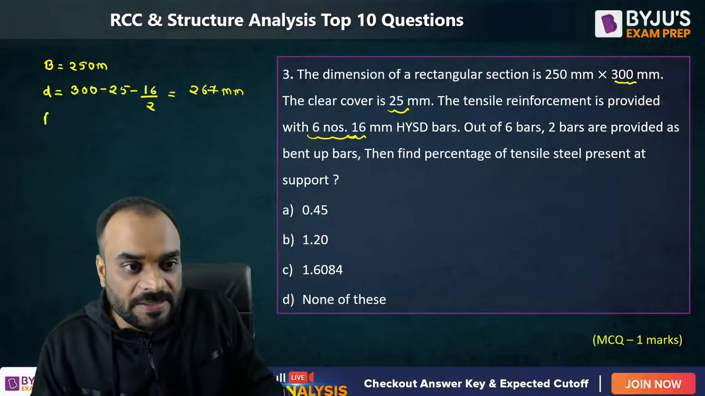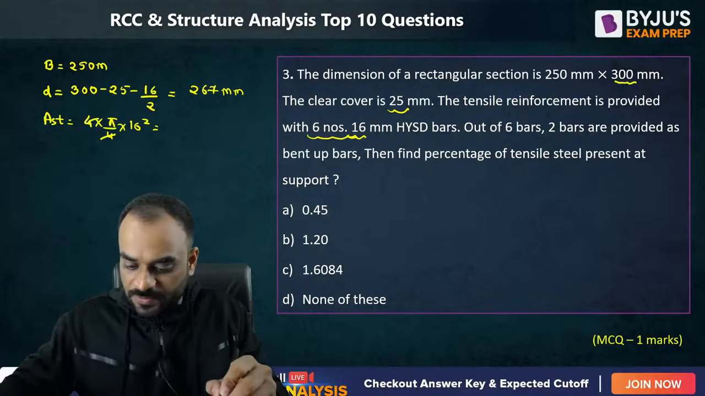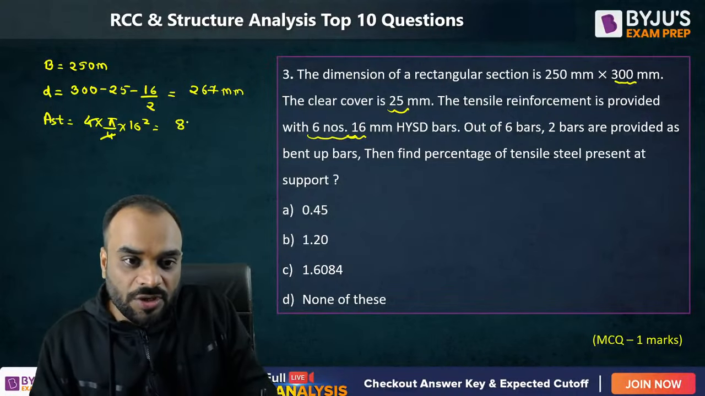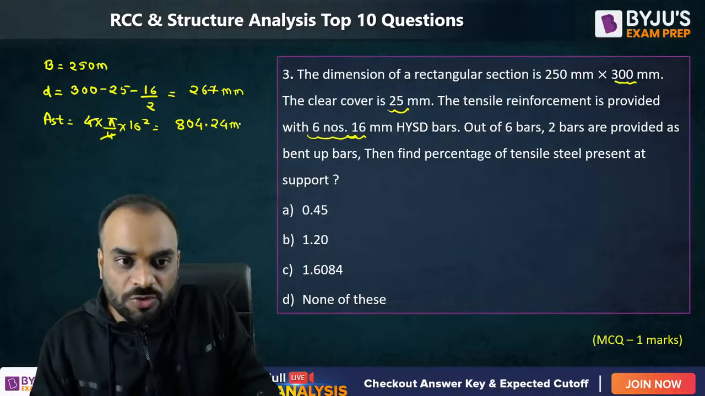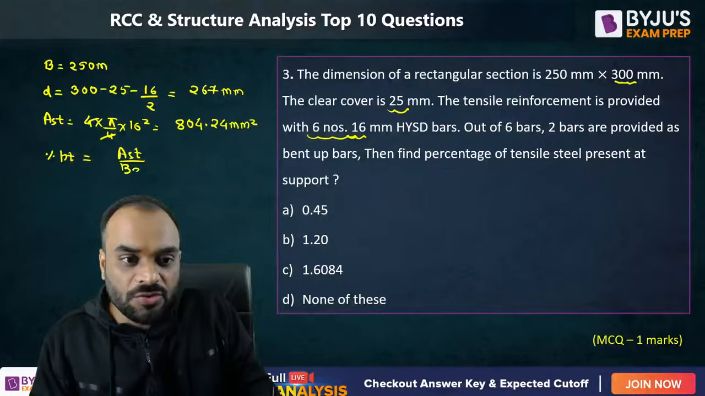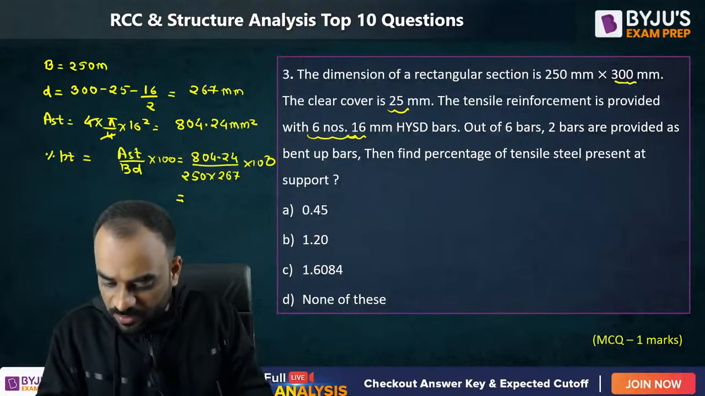Okay, let's calculate the AST first. So AST is equal to 4 into pi by 4 into 16 square. Kindly cancel this. So pi into 16 square, how much is it? This value is coming around 804.24 mm square. Okay, now let's calculate the percentage steel. So AST divided by B into D and multiplied by 100. Just do it. 804.24 divided by 250 and 267, multiply by 100. Please calculate this.